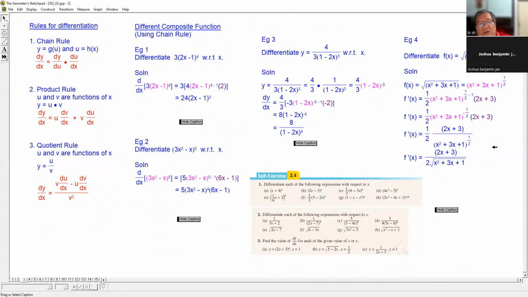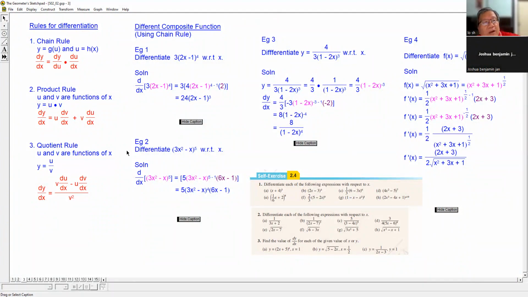So we finish the chain rule. To finish this chapter, you have 2 more rules, the product rule and quotient rule, and also combination of the rules. Combine the rules, use 2 rules at one time. That is the final part.